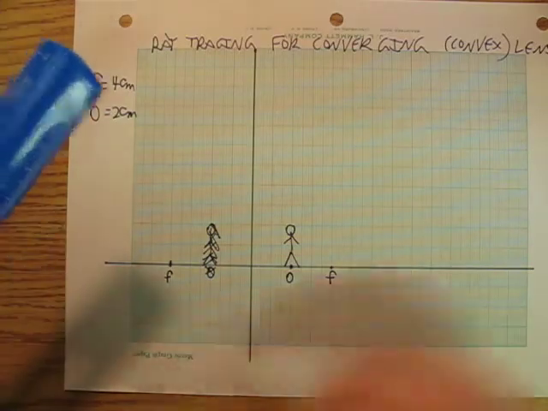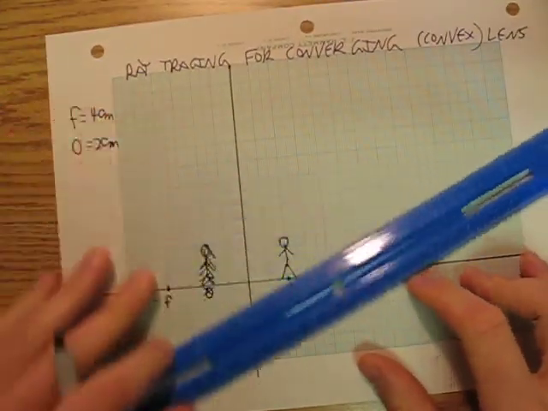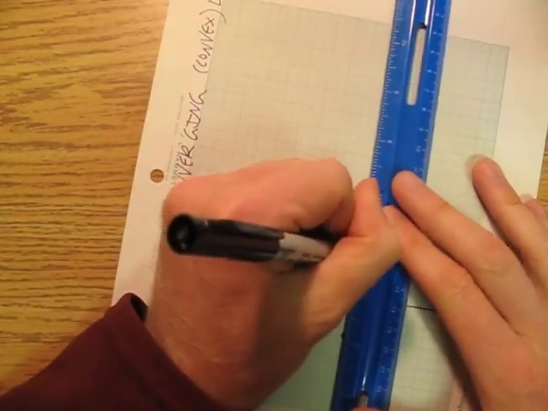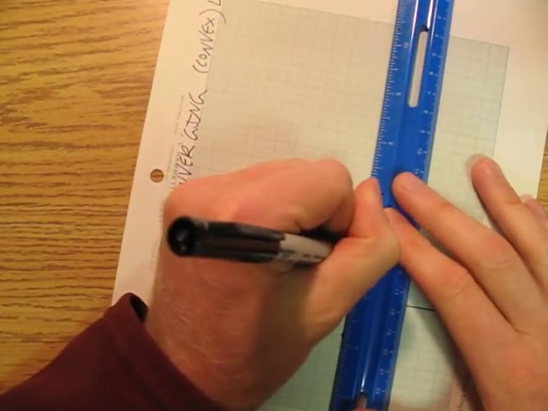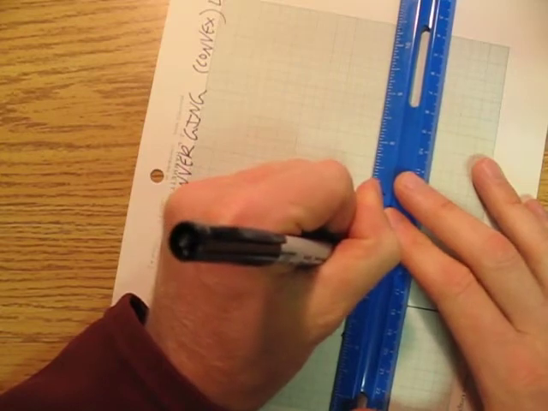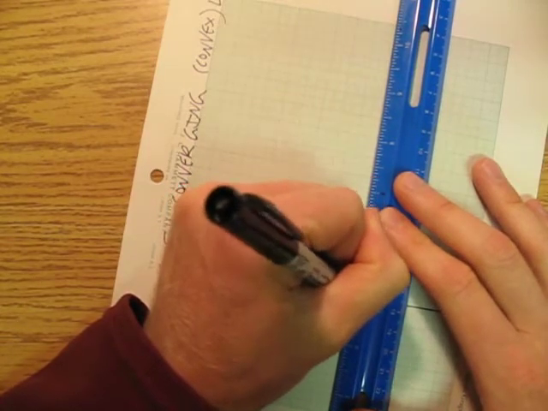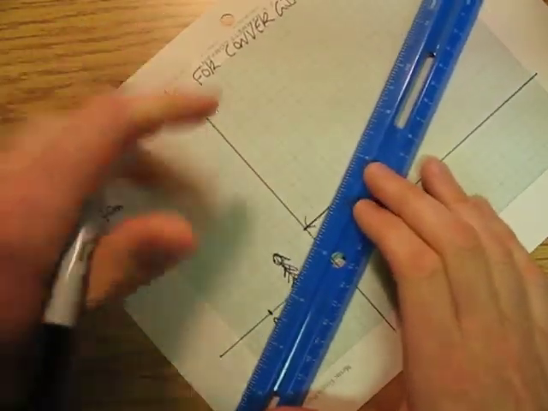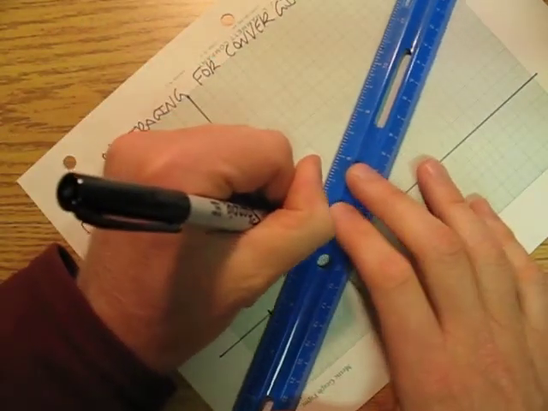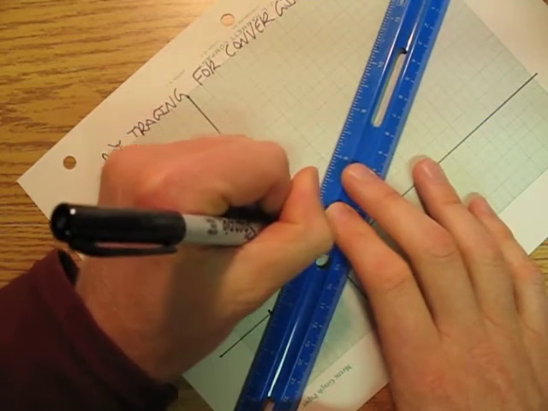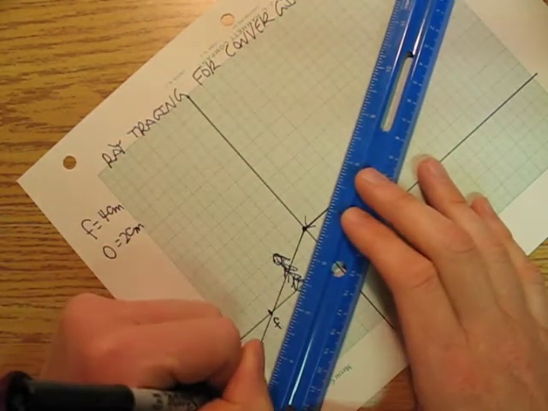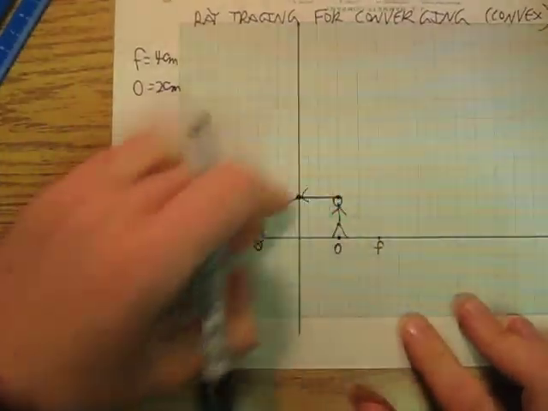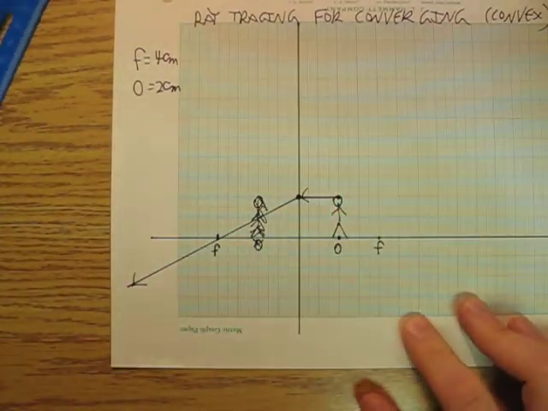And so now we have a ray of light that comes in parallel. And it's a lot easier to work in mechanical pencil because it doesn't bleed and you get to be a lot more precise. And it goes out through the focus. So that one stays the same. In parallel, out through the focus.